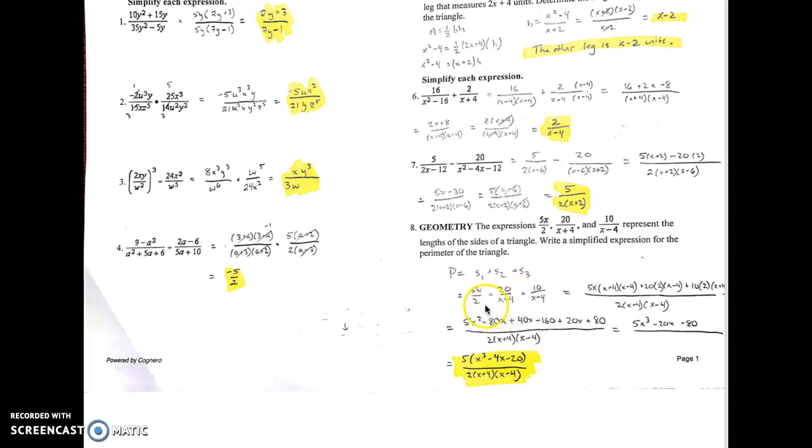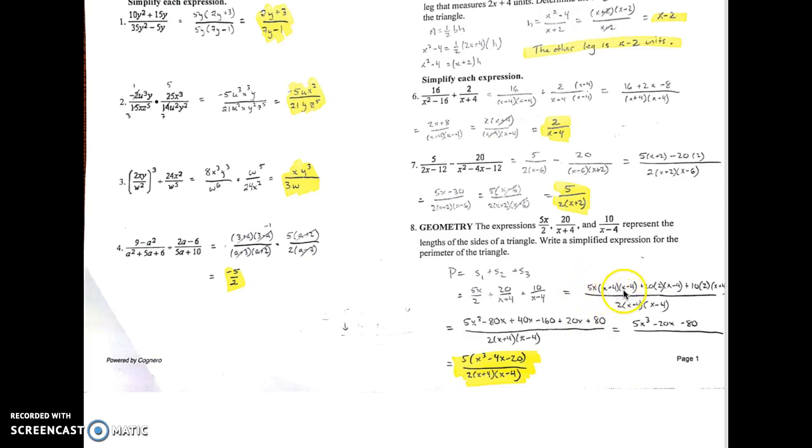My common denominator: these things don't have anything in common, so the common denominator is just going to be 2 times x plus 4 times x minus 4. And this first fraction, 5x, is missing the x plus 4 and the x minus 4, so that's why they're multiplied together times the 5x. Plus the 20 is missing the 2 and the x minus 4. Plus the 10 is missing the 2 and the x plus 4. So you're going to need to multiply all these things out.